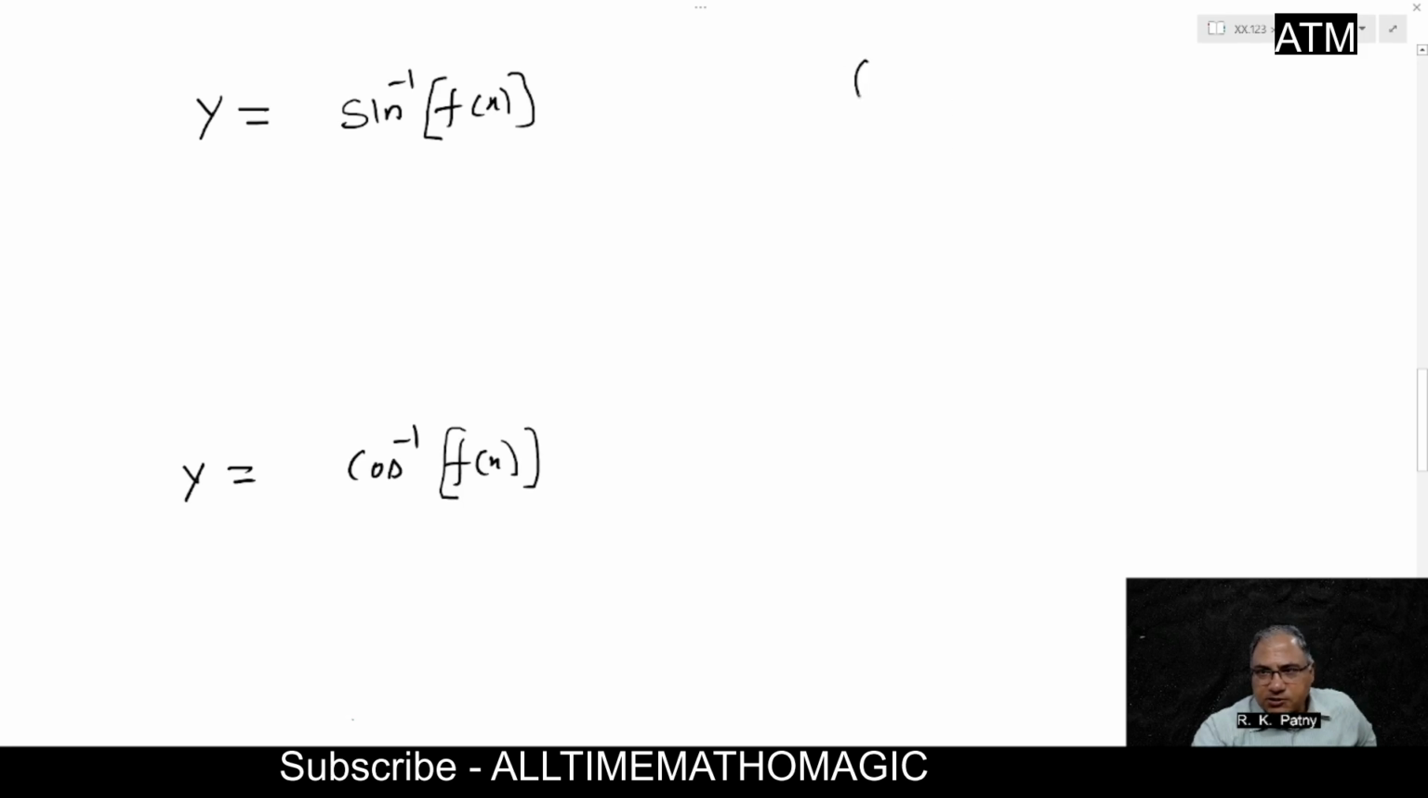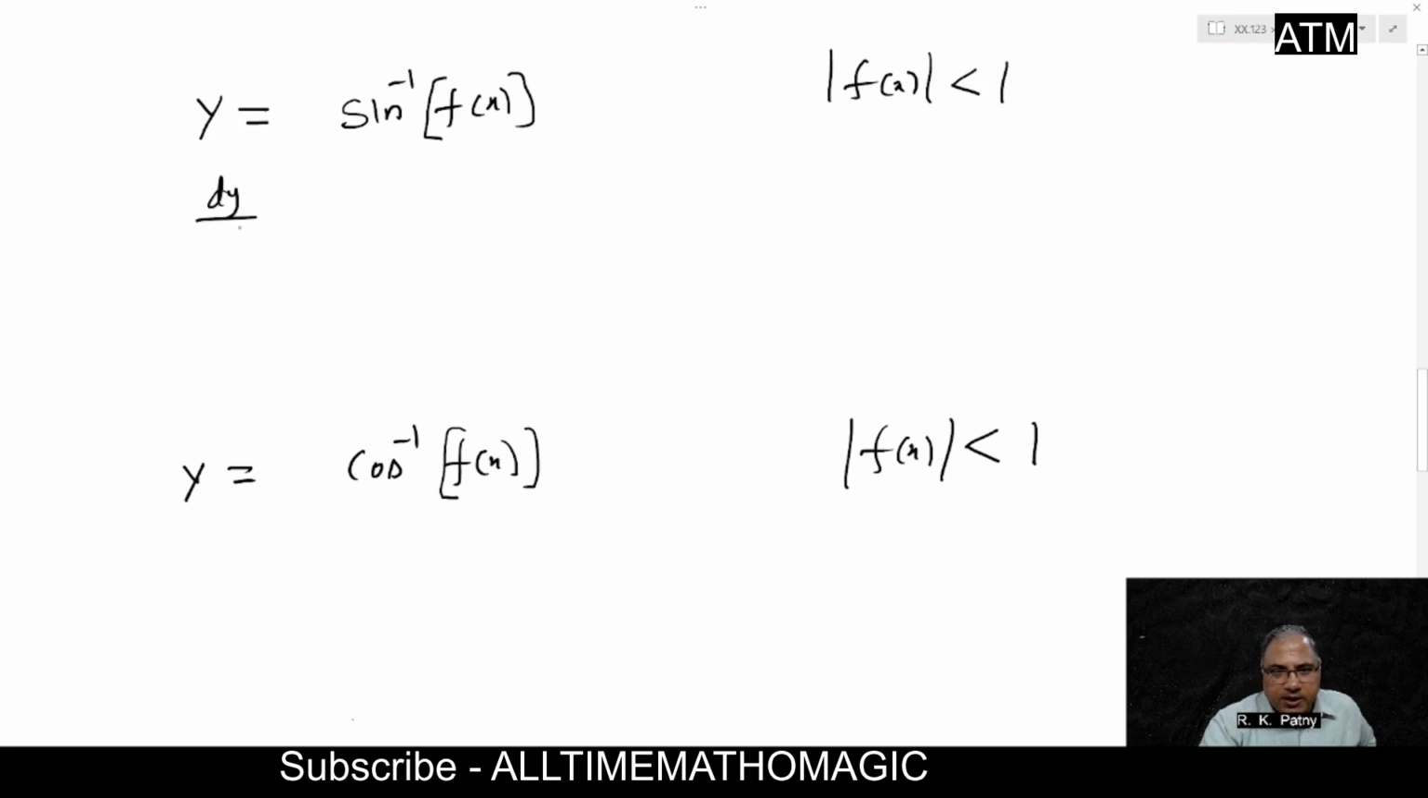Now first consider two functions, that is y equals sin inverse of f of x, and the second one y equals cos inverse of f of x. Here the condition is that mod of f of x must be less than 1. Here also mod of f of x, that is the modulus of f of x, must be less than 1.